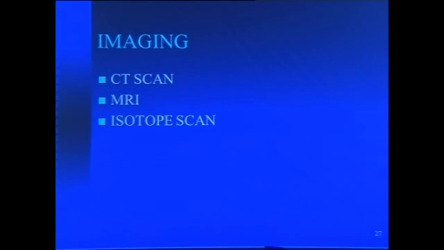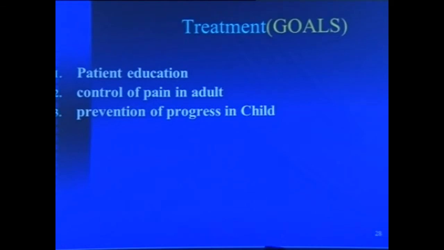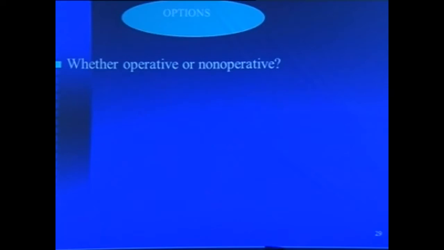We also need investigations such as CT scan, MRI, and isotope scans to corroborate our diagnosis and management. This is an important thing. The important goals in a patient with isthmic spondylolisthesis are that the patient must be educated about the condition, we must be able to control the pain, and we should ensure that it does not progress, especially as the patient is a child.